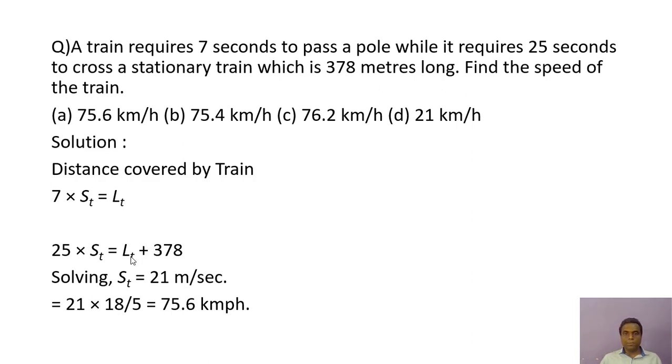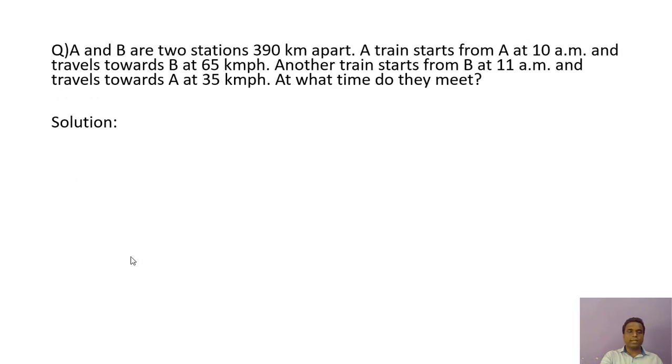Okay, but in the options, all the options are given in kilometers per hour form. So we will have to apply the conversion formula for meters per second to kilometers per hour conversion. So what is the factor? 18 by 5. Yes, we have to multiply 21 by 18 by 5. So finally we get the answer 75.6. So option A is correct.